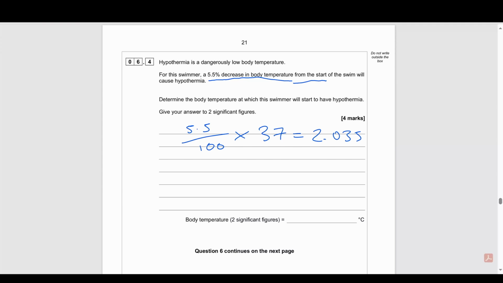What we're then going to do is find out what's that decrease now by just subtracting. I'm going to take our 37 value, I'm going to subtract that 2.035, and then we should come out with an answer of 34.965. But it's asking us to give our answer to two significant figures. So two significant figures is going to be 35, because the number after the decimal place is 5 or more.